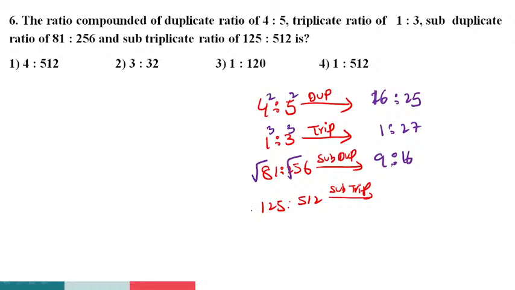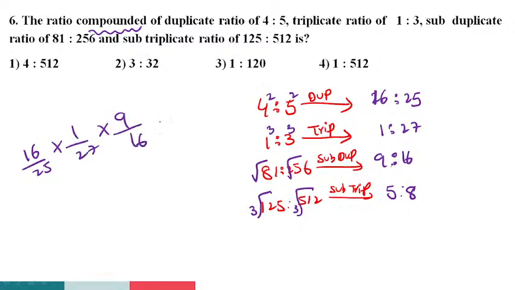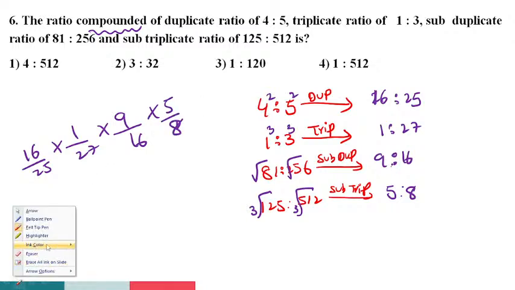And next subtriplicate ratio, so cube root of 125, cube root of 512. 125 is how much? 5 cube. 512 is how much? 8 cube. Right, let me calculate here. In the problem, the compounded ratio, we can write it like this: 16 by 25 into 1 by 27 into 9 by 16 into 5 by 8, that is the compound ratio.